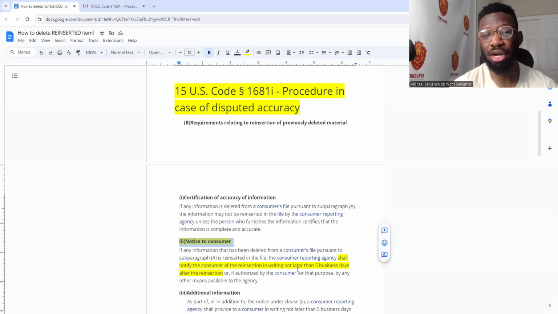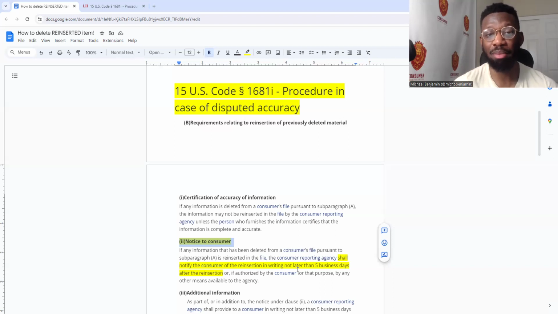When you had that reinserted item, when you saw it on your credit report, were you notified no later than 5 business days after the reinsertion? If the answer is no, you've got your violation. You just need to prepare it in a proper manner. Somebody might be like, oh, Michael, what if they did notify me within that 5 business days? Okay, cool, right? You might be like, okay, there's no hope for me. There's hope for you, depending on the claim that you presented.